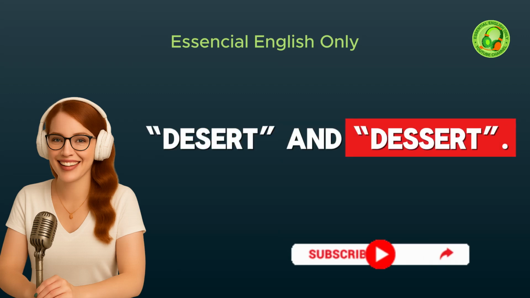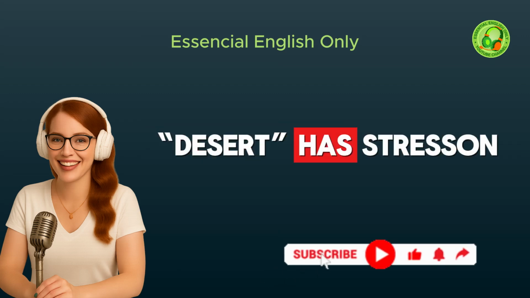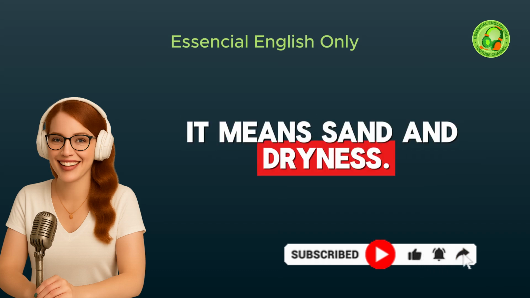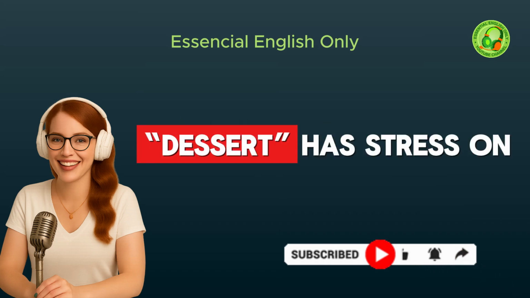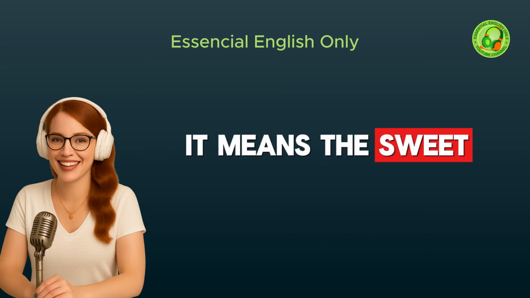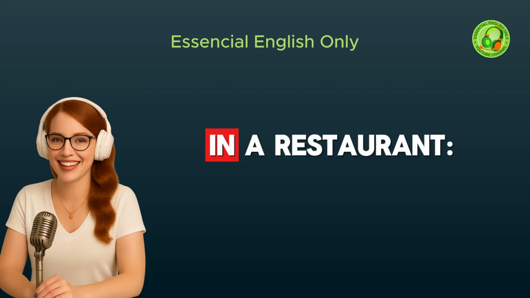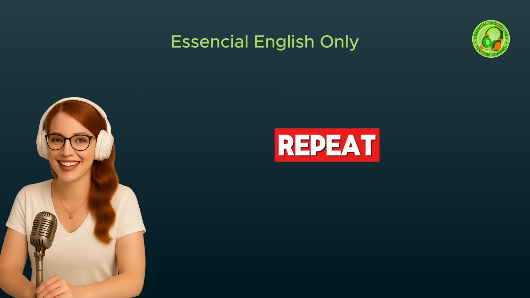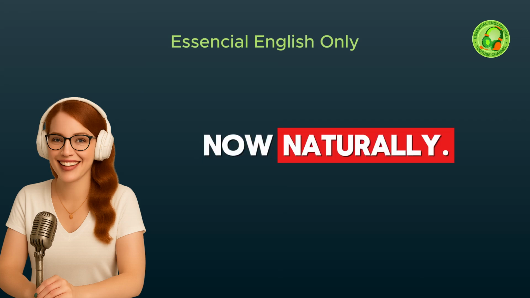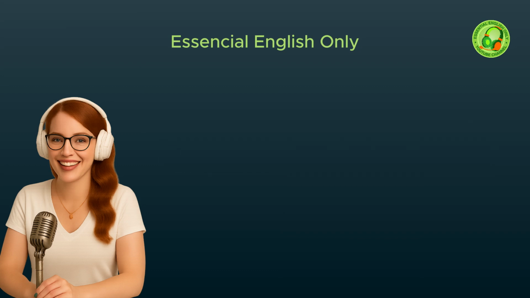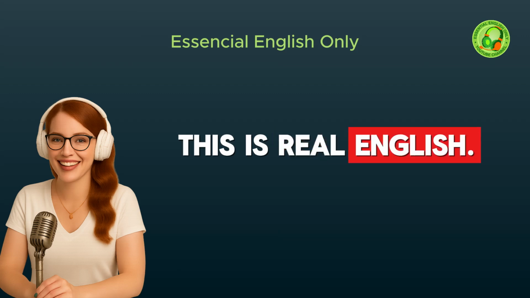Desert and dessert. Desert has stress on the first syllable. It means sand and dryness. Dessert has stress on the second syllable. It means the sweet after a meal. In a restaurant, I'll have a small dessert. Repeat. Now naturally. Stress changes the meaning completely. Very good. This is real English.